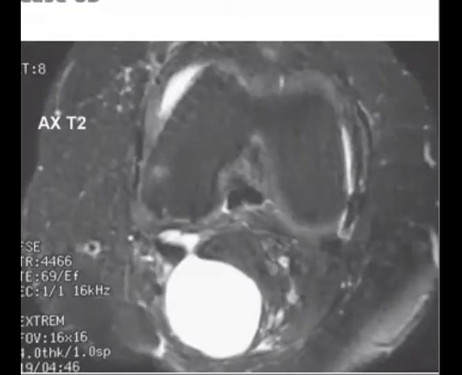They mentioned that there is some coexistence between the posterior horn of medial meniscus tear and the Baker cyst. The most important thing is to check if it is ruptured or not, if it is complicated, like there is any synovial proliferation, internal hemorrhage, or rupture.